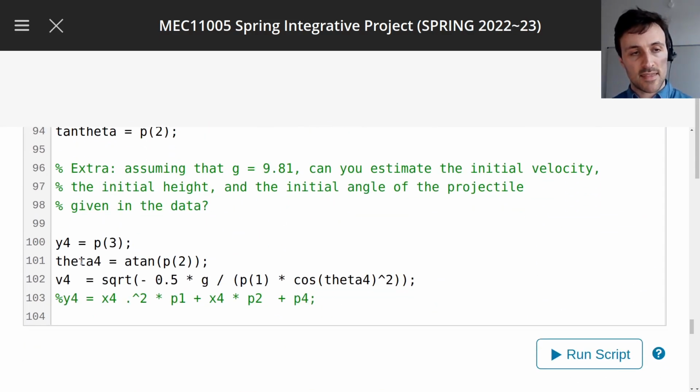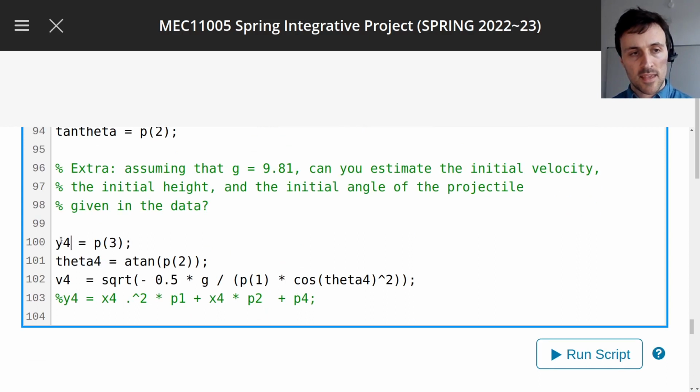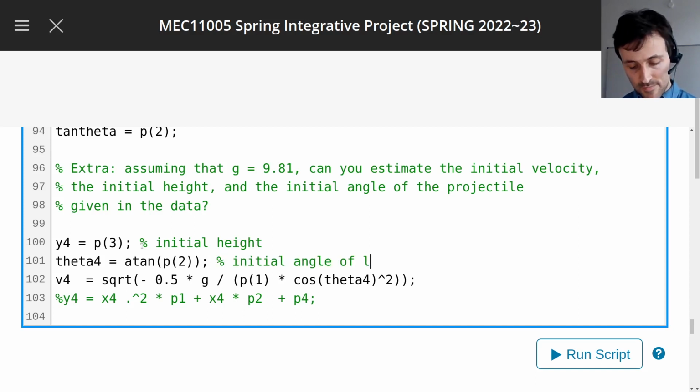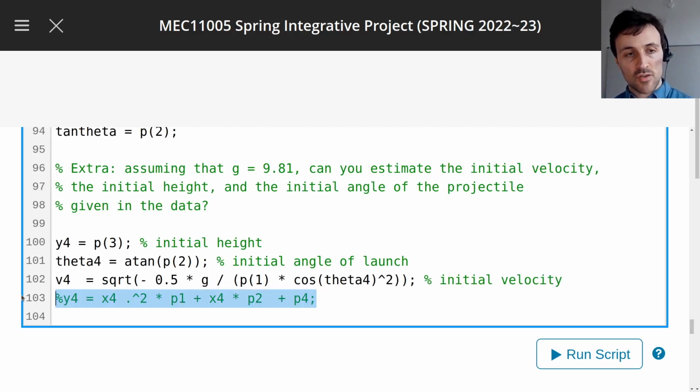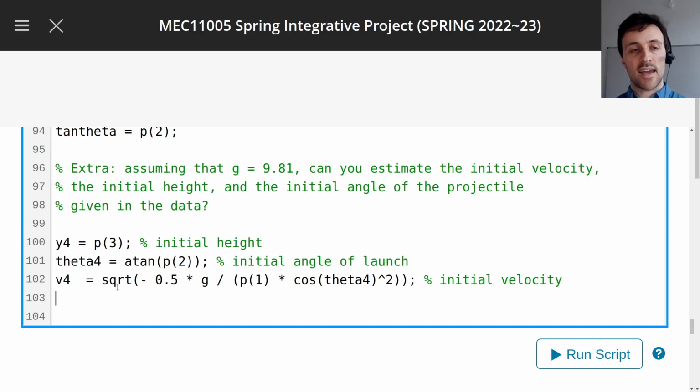Okay, and that's everything. That gives you the initial height. So we can put a comment here: initial height, initial angle of launch, and initial velocity, all calculated from the data. Now you could go back and use the formulas for y and x or d with these values for the initial projectile, and you could check if your answer works. Just like that. So that completes the extra challenge.